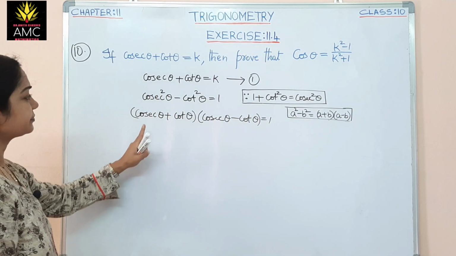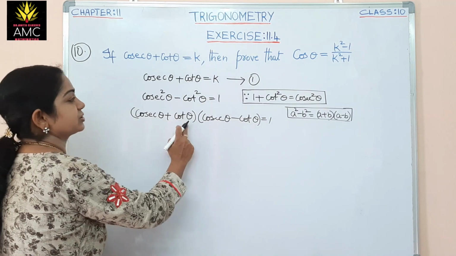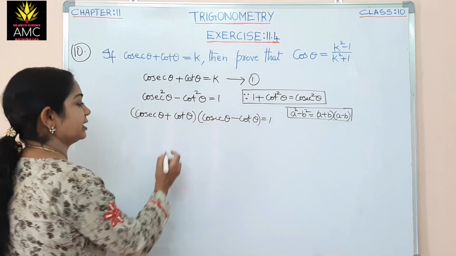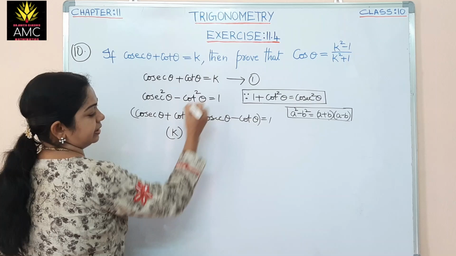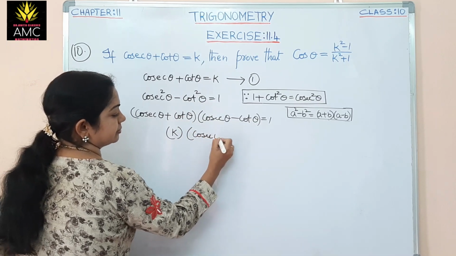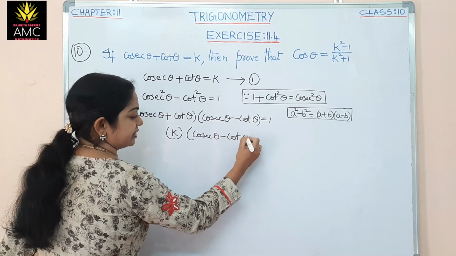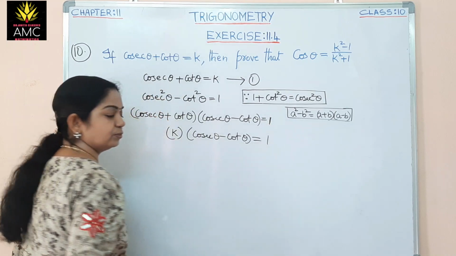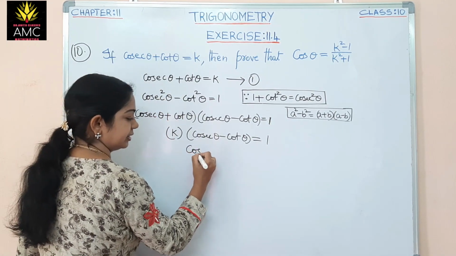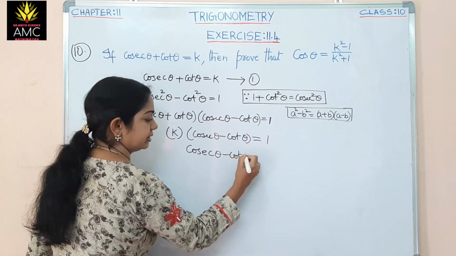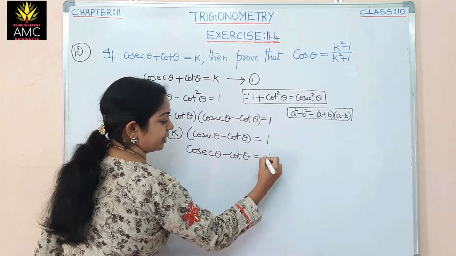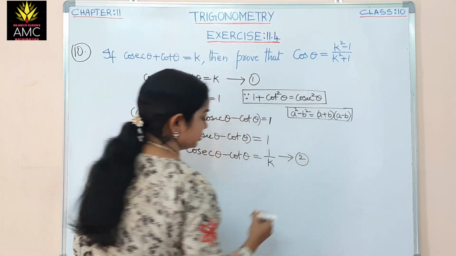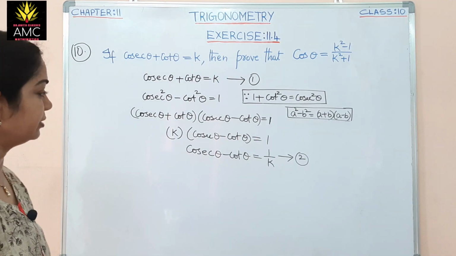Now, the value of cosecant plus cot is equal to k, the given value. So I'll substitute that k: k times (cosecant minus cot) equals 1. We have done this in the previous problem, which involved the second identity. So, this is clearly 1. Now we get cosecant theta minus cot theta, and if I shift this k to the other side, it becomes 1 by k. I'll take this as equation 2.